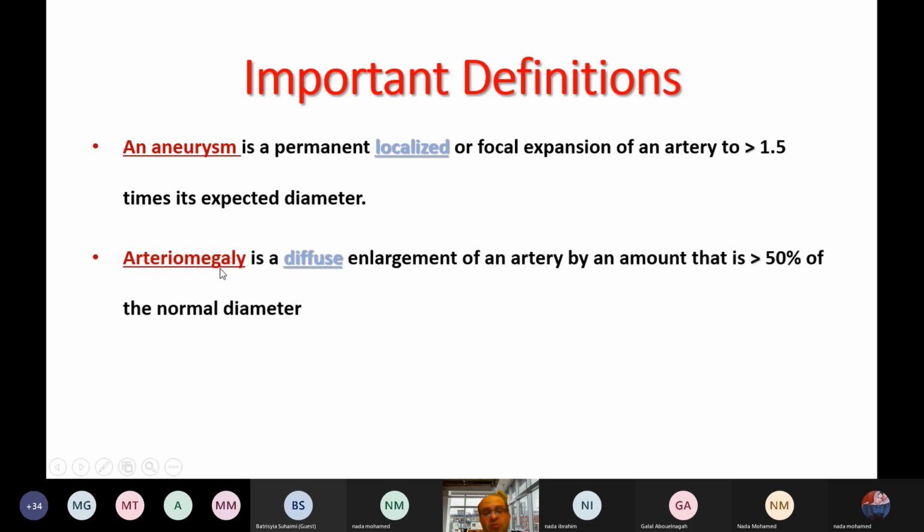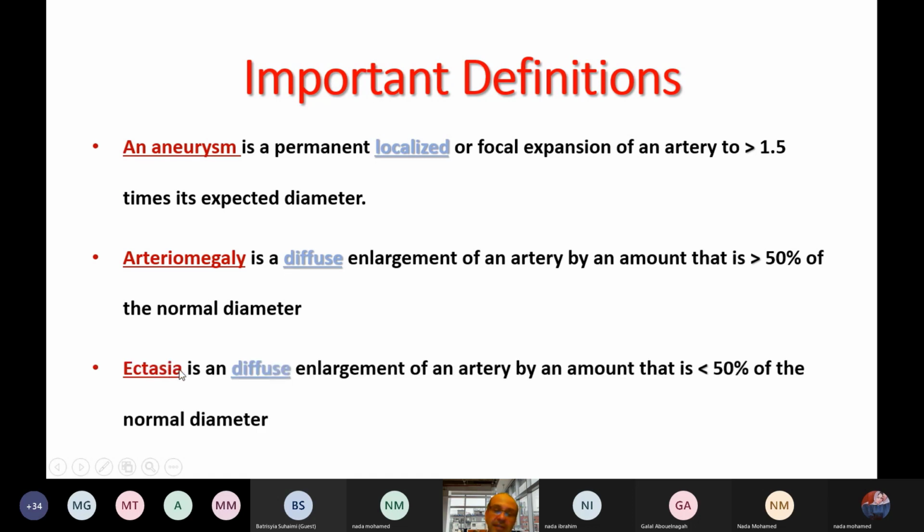But I have what is called arteriomegaly. What is arteriomegaly? It is the same as aneurysm. I have a 50% increase in diameter of the artery, but it is not localized, it is a diffuse one. So all the arterial system, for example, is dilated. I'm not afraid about arteriomegaly. Why? Because the whole system is dilated, so I don't have any turbulence of flow or thrombus formation.